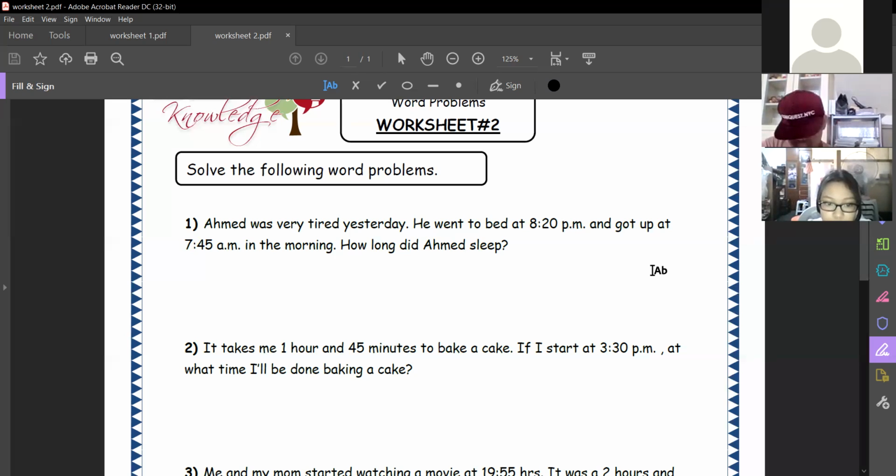8:20 p.m. until 9:20 p.m. is 1 hour. 9:20 p.m. to 10:20 p.m. is 2 hours. 10:20 p.m. to 11:20 p.m. is 3 hours. 11:20 p.m. until 12:20 a.m. midnight is 4 hours. 12:20 to 1:20, 5 hours. 1:20 to 2:20, 6 hours. 2:20 to 3:20 is 7 hours. 3:20 to 4:20 is 8 hours. 4:20 to 5:20 is 9 hours. 5:20 to 6:20 is 10 hours. 6:20 to 7:20 is 11 hours.